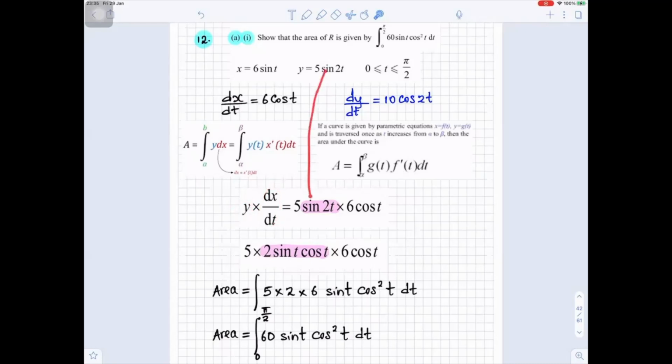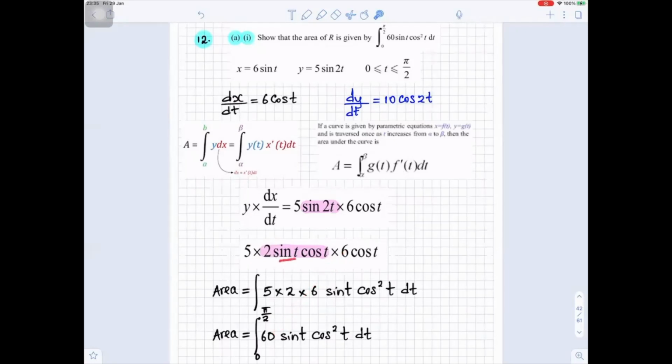y is 5 sine 2t. dx over dt is 6 cos t. When you multiply that, 5 times sine 2t, you can write it as 2 sine t cos t. Double angle formula. So 5 times 2 times 6. 5 times 2 is 10. 10 times 6 is 60. That's how we got the 60.